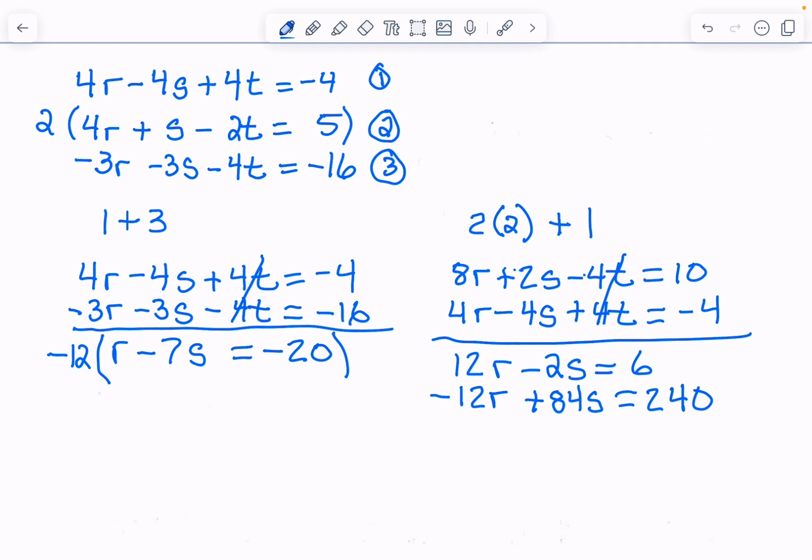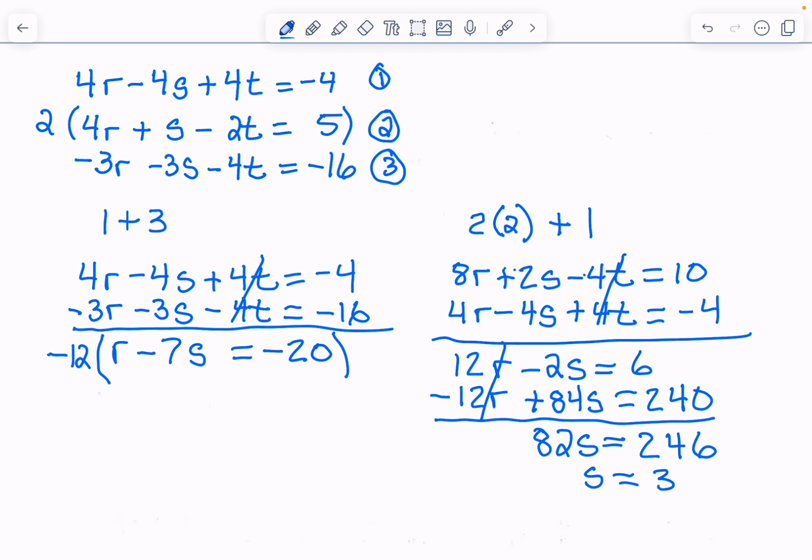Okay, we're going to add these two equations together. The r's will cancel, and we're going to get 82s is equal to 246. And 246 divided by 82 is, s is equal to 3.